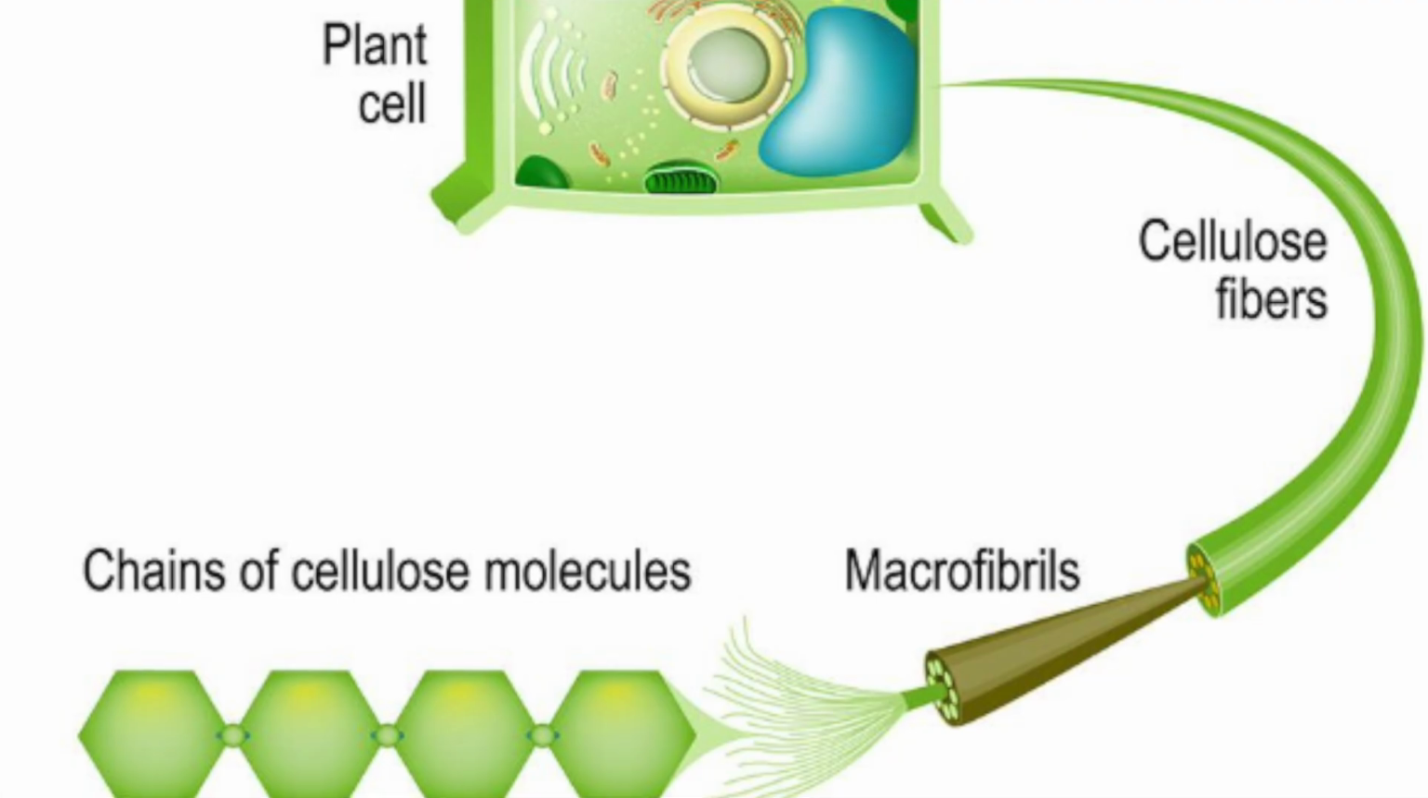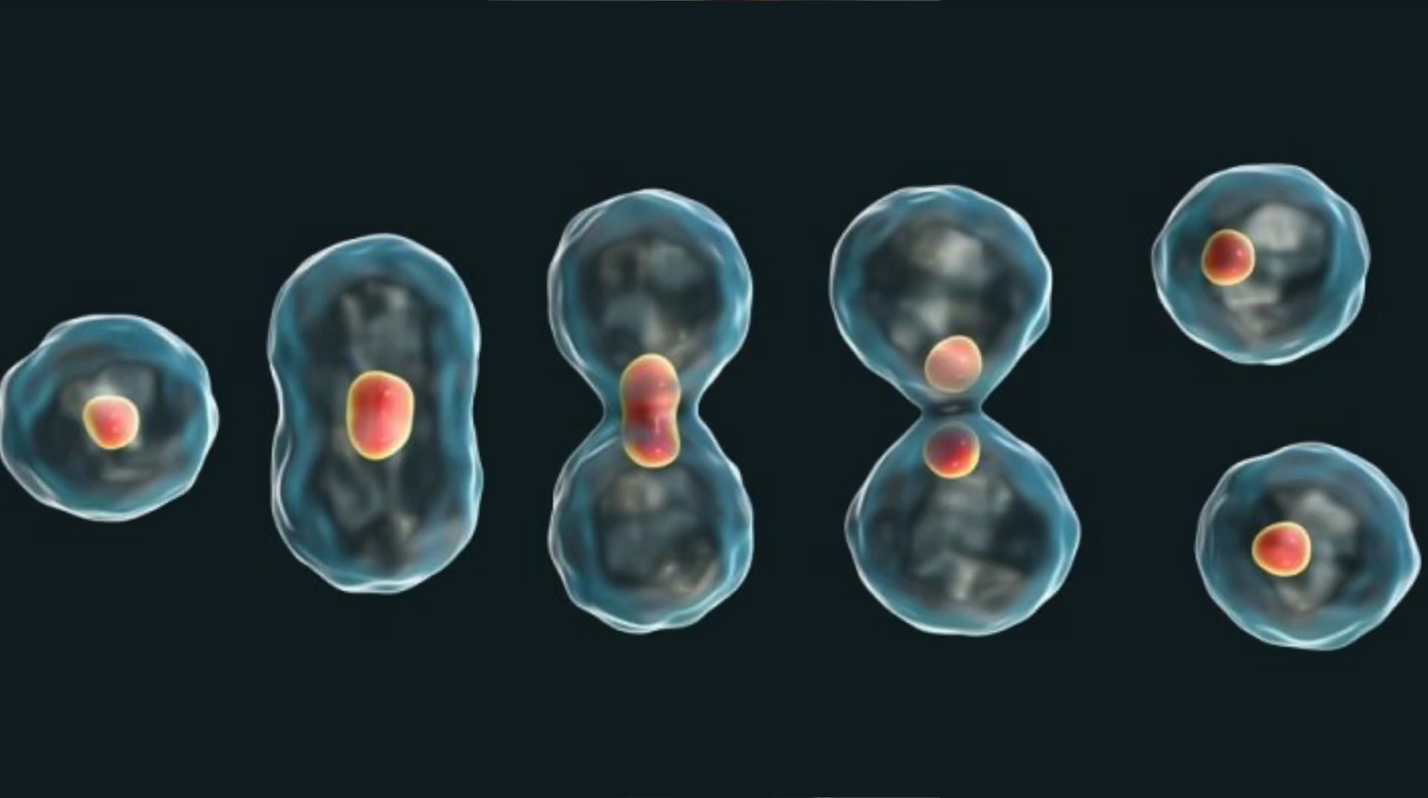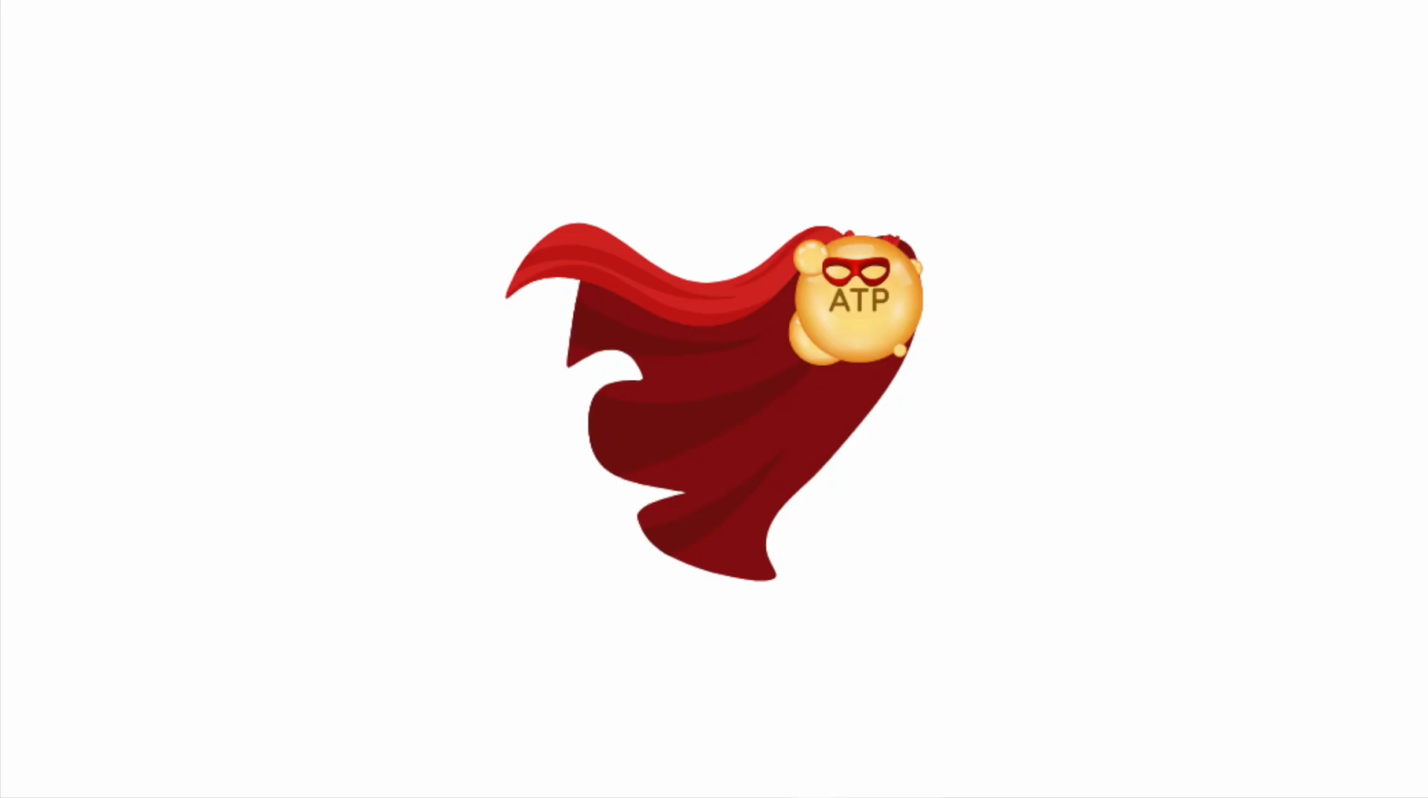But it also powers one of the most important processes in the plant: mitosis, or cell division. Now, here's where things get even more interesting and quite complicated. Mitosis is how the plant grows taller, grows new roots, repairs itself, or even reproduces. But mitosis is no joke. It takes a lot of energy, and that's when the ATP comes in.